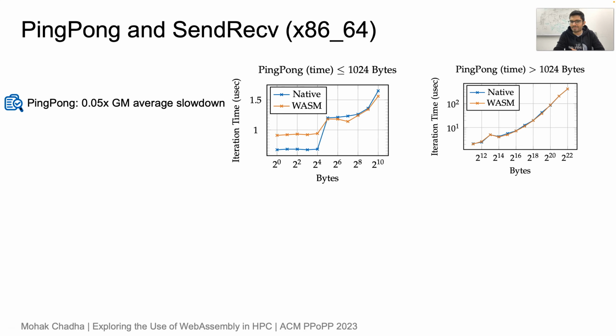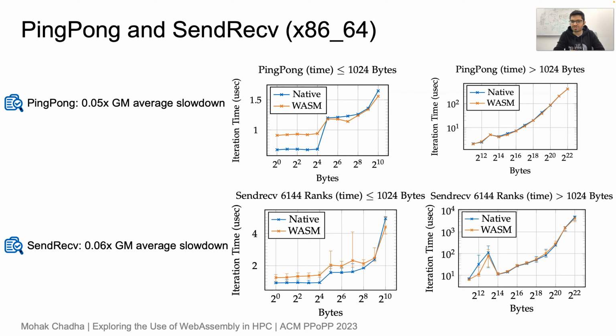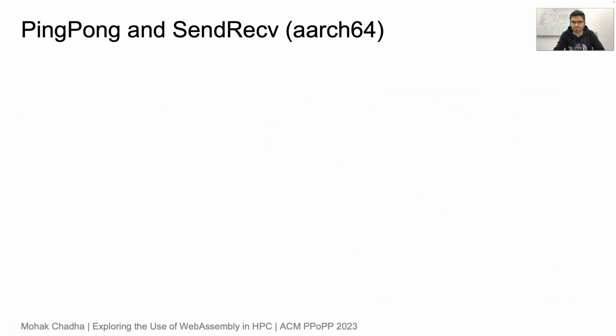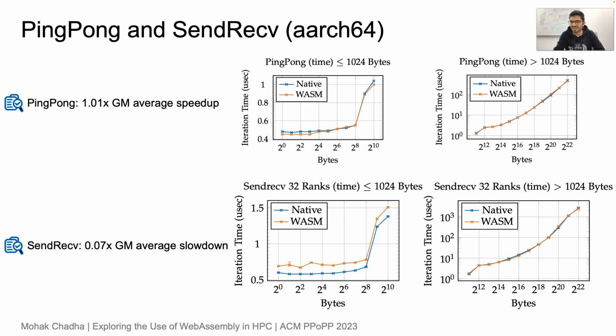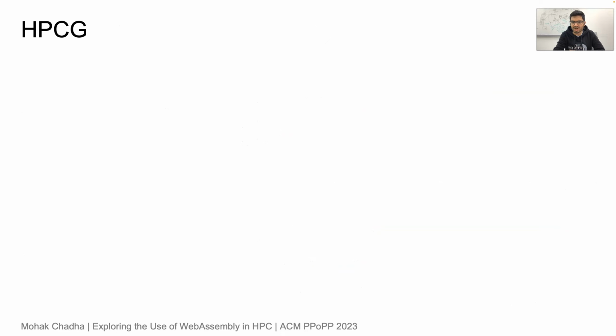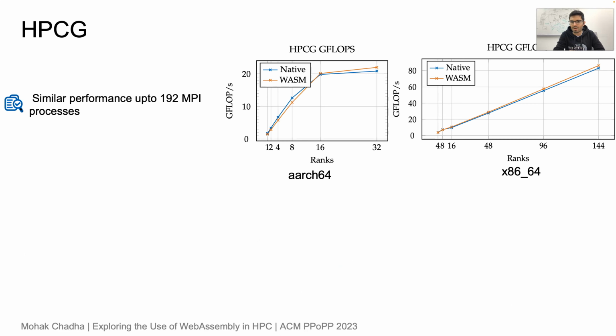Error bars in the graph represent minimum and maximum values for the iteration timings. For the Intel MPI benchmark ping-pong, we observe 0.05x average GM slowdown on our HPC system across all message sizes. For send-receive, we observe a 0.06x average GM slowdown across all message sizes. For the Graviton2 processor, we observe similar performance for ping-pong, while for send-receive, we observe a 0.07x average GM slowdown across all message sizes. For HPCG, we observe similar performance up to 192 MPI processes.